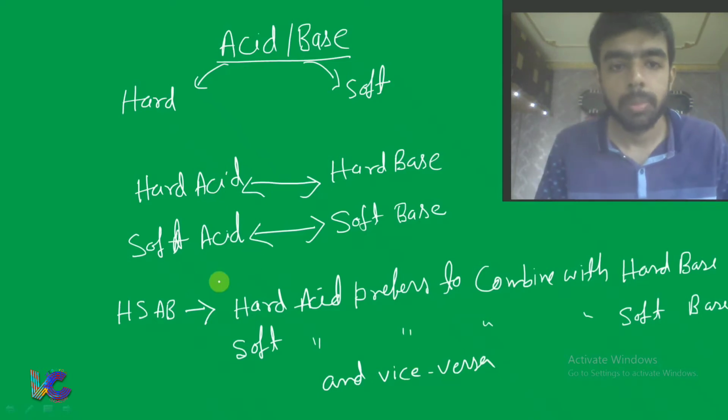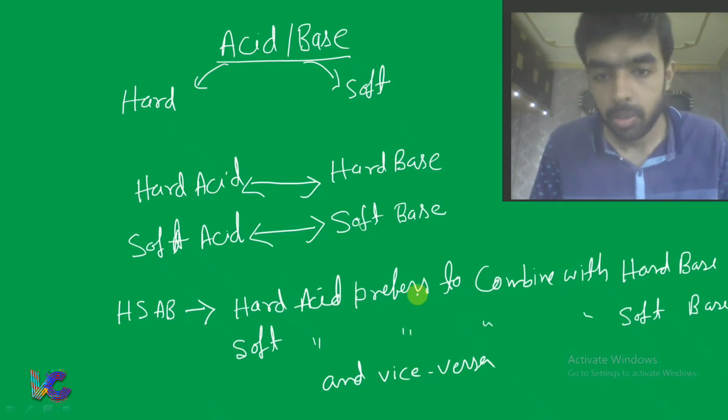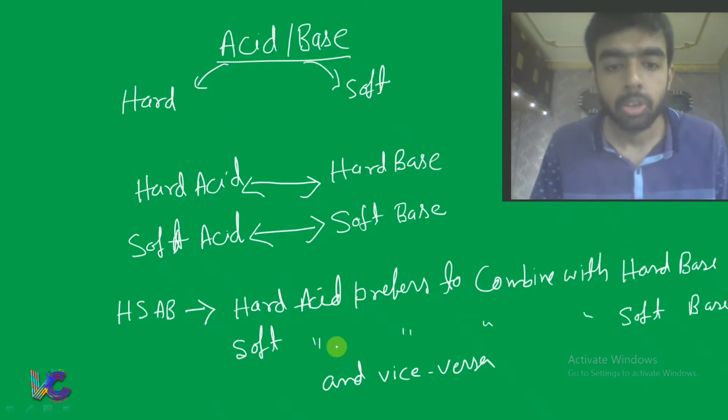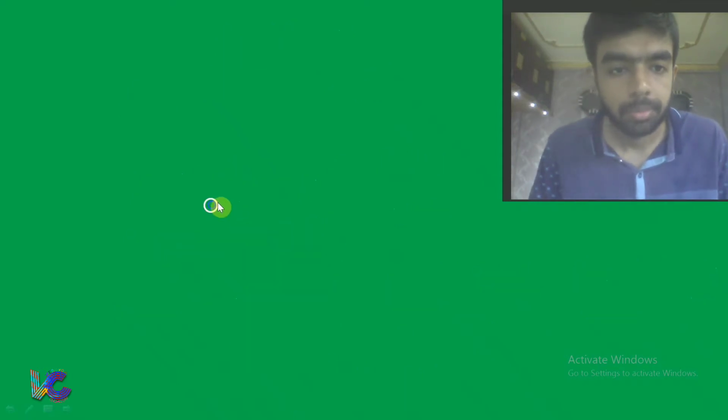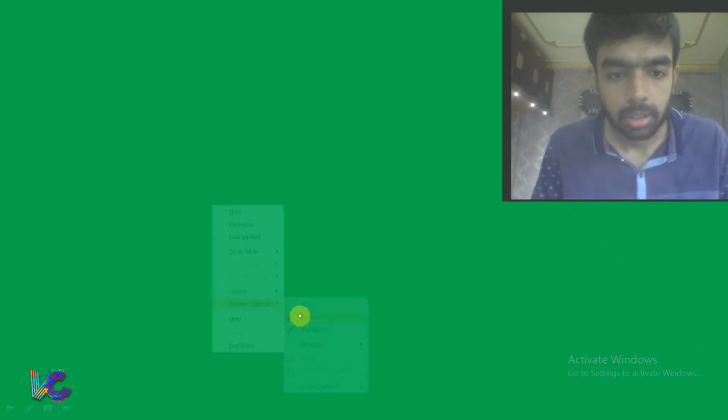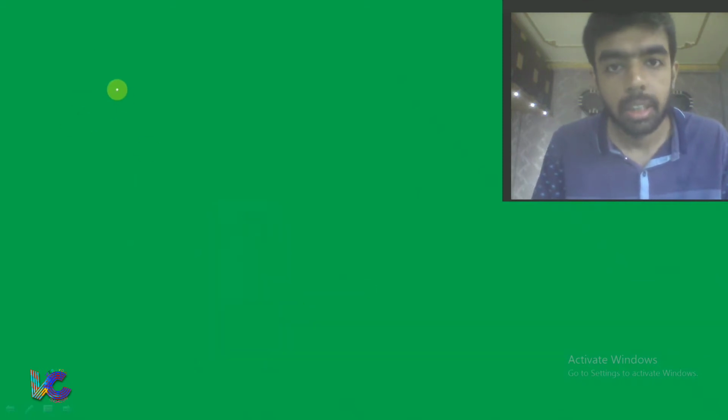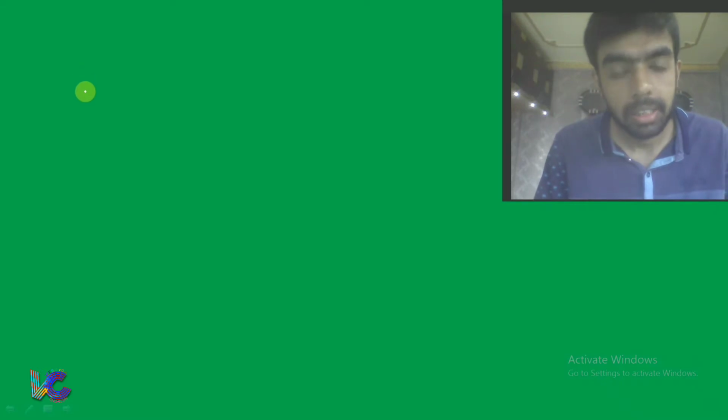So the HSAB principle is telling us that hard acid prefers to combine with hard base and soft acid prefers to combine with soft base, and vice versa. As I've discussed in the previous lectures, you can consider hard acid as metal and base as ligand.